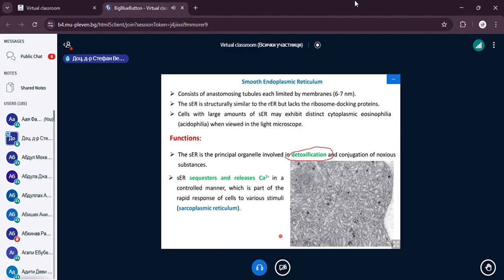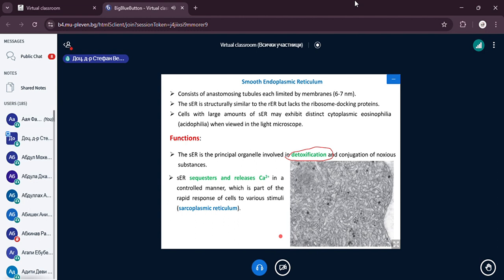Also, smooth endoplasmic reticulum has the ability to concentrate ions. Mostly, this is valid for calcium ions. And please remember, it represents a depot for calcium ions in many cells. Calcium ions, as you will see later when we discuss muscle tissue, are very important for the muscle contraction.